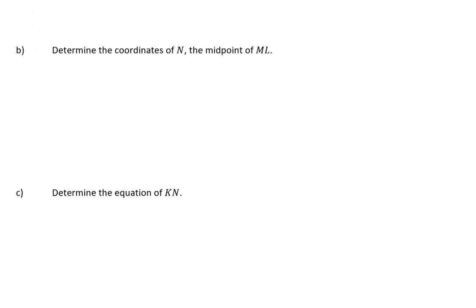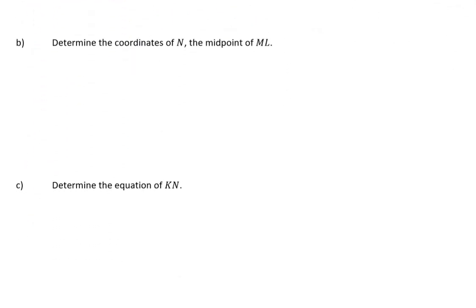Okay, next question says determine the coordinates of N, the midpoint of ML. Well, L is the point (-2, -1), and M is the point (4, 3). Now, I wouldn't show any working because on my calculator, I would just add my x values together and divide by 2, add my y values together and divide by 2. And so N is the point (1, 1).